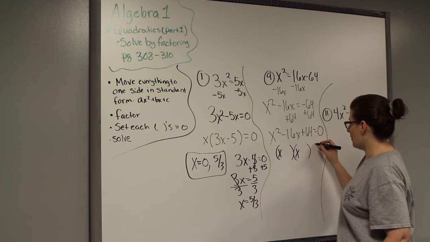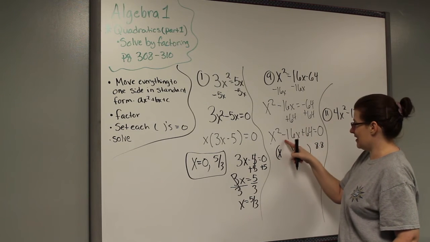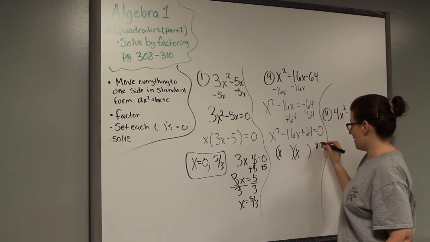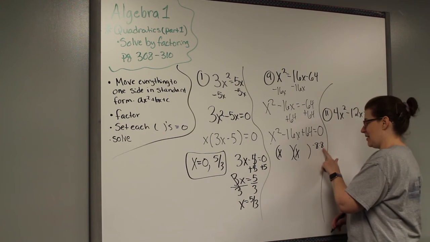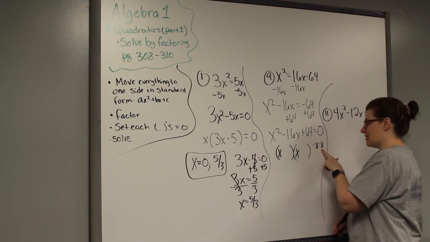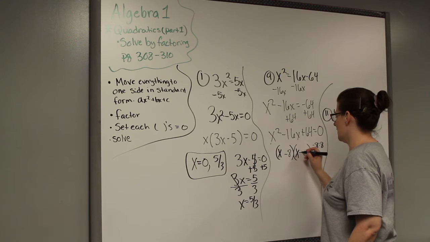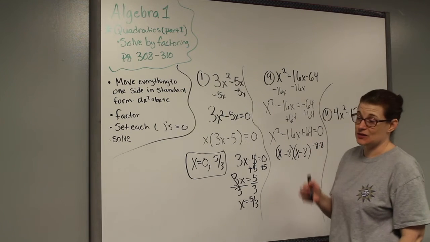Well, I'm going to go with 8 times 8. But in order to be positive 64 and negative 16 when I add them, they both need to be negative, because negative 8 plus negative 8 gives me negative 16. But negative 8 times negative 8 gives me positive 64. So these are going to be minus 8. So that was a perfect square trinomial.